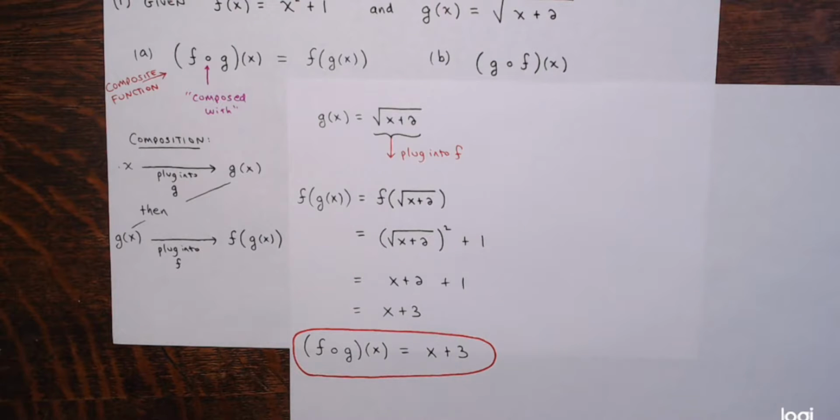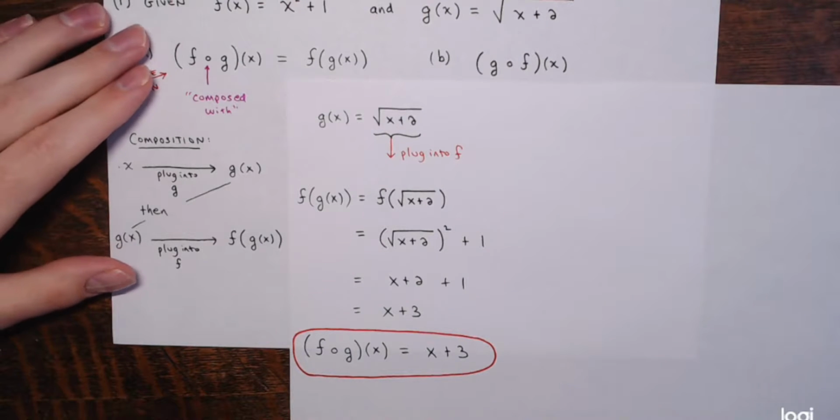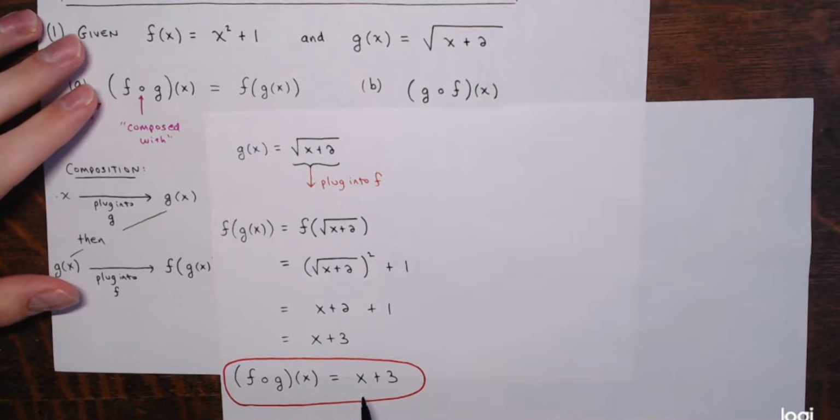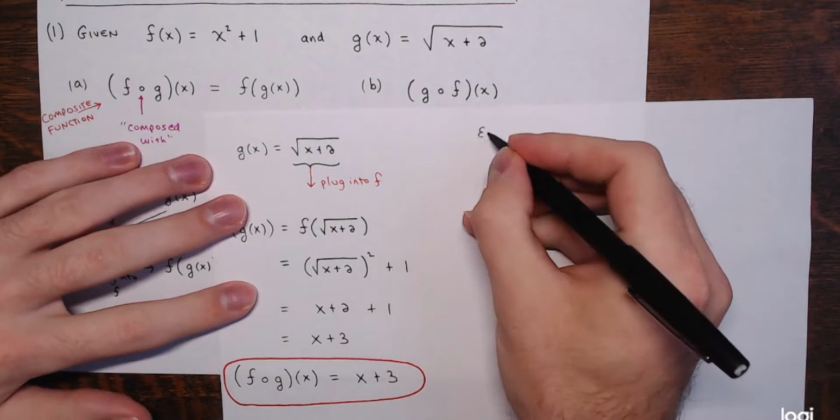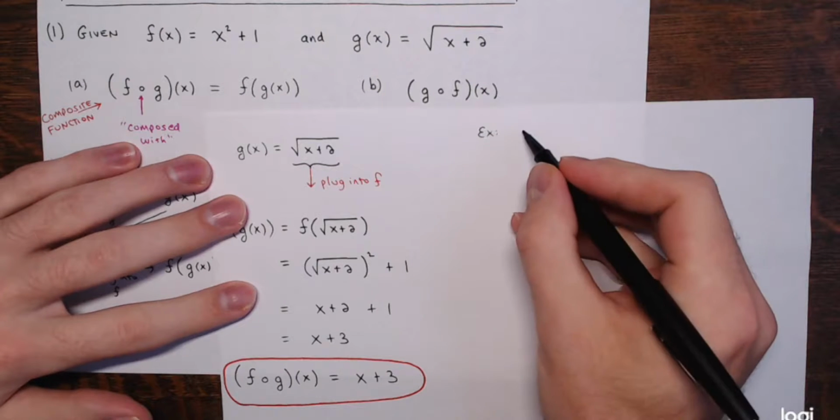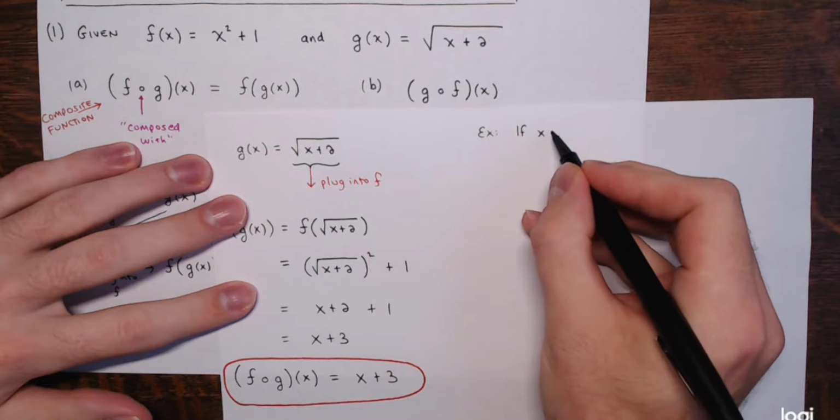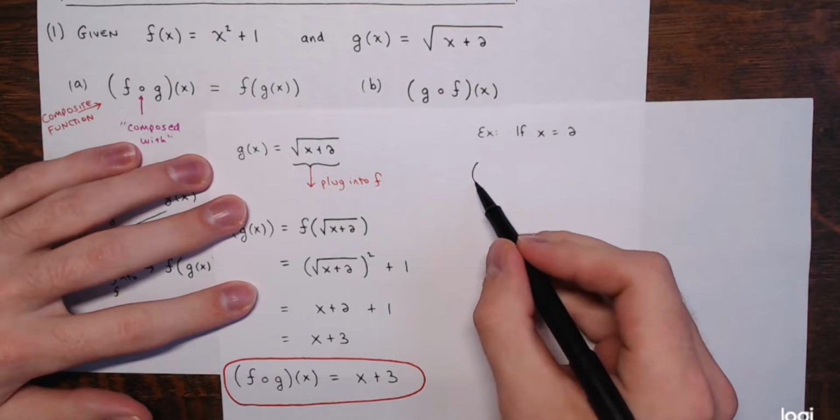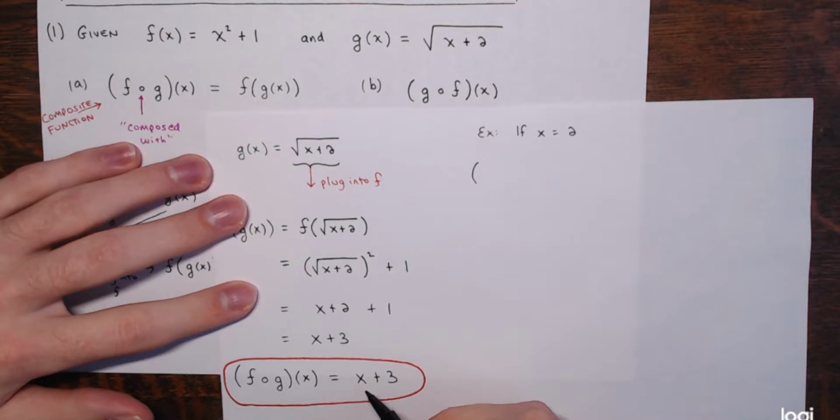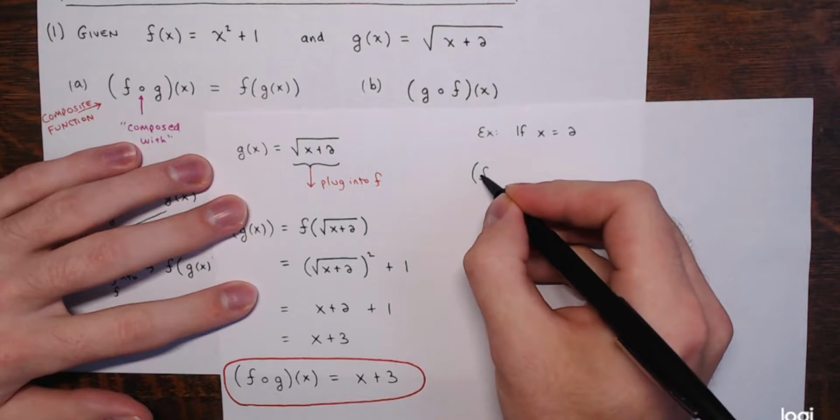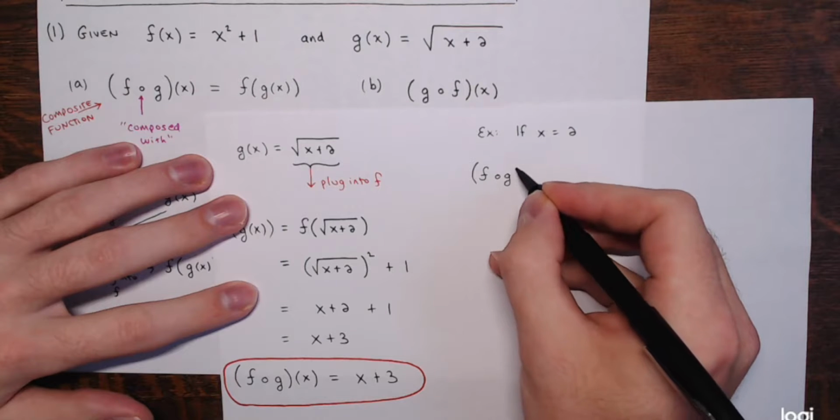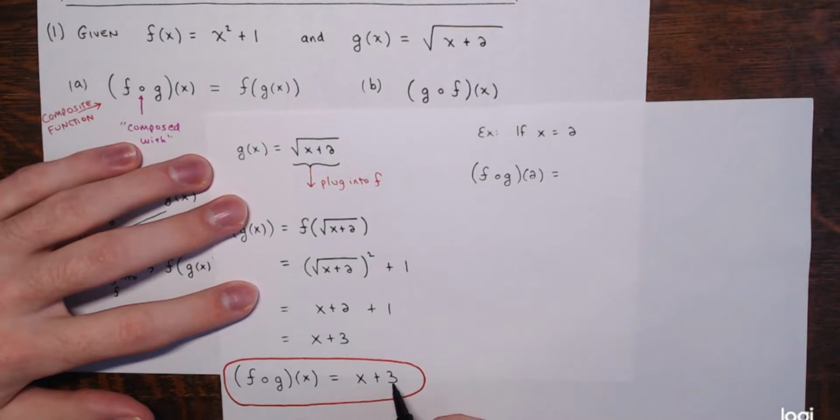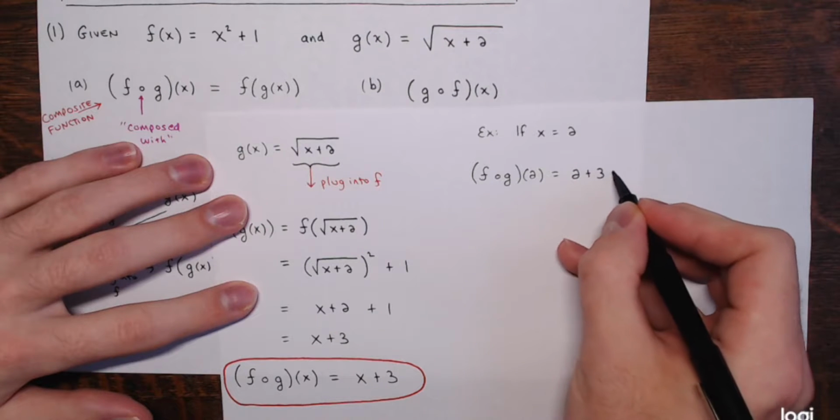So let me show you an example with an actual number to show you how this works. For example, if x were 2, according to what I have circled here, the value of this composite function, f composed with g at 2, would be 2 plus 3. Right, would end up being 5.